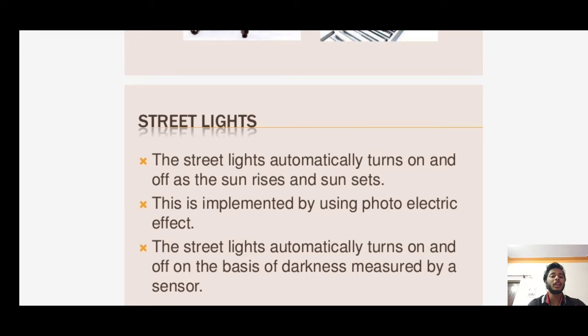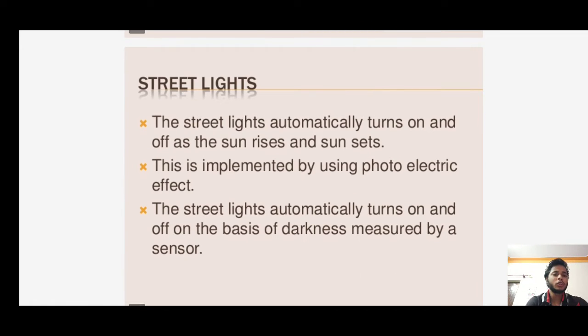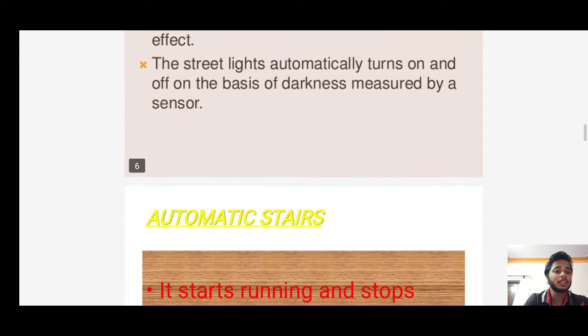They are used in street lights. The street light automatically turns on and off as the sun rises and sets. This is implemented by using the photoelectric effect. The street lights automatically turn on and off on the basis of darkness measured by the sensor.